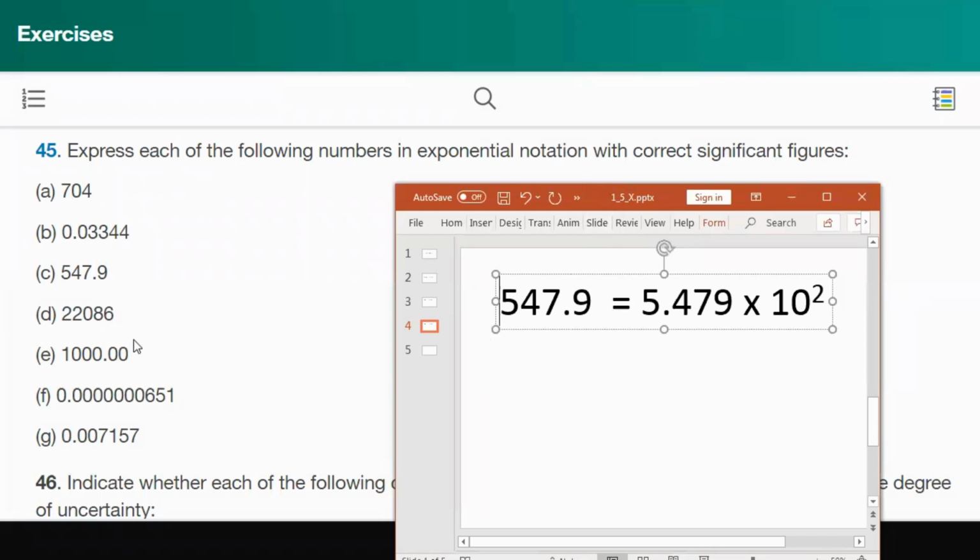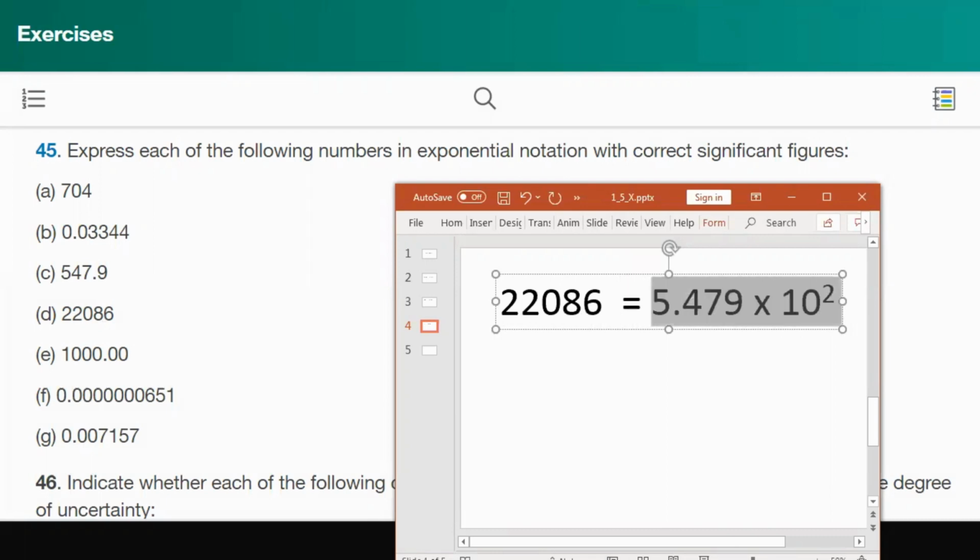That will be this one, 22086. Now I can just look at this. I'm going to eyeball it. I'm pretty sure it's going to be 2.2086. I'll just give the answer and then we'll just backtrack. That might be more efficient. Yep, that is the correct answer. So let's see how I did it.